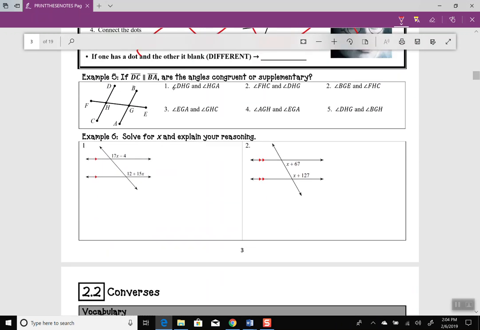All right. Looking at these two angles, we're told that these two lines are parallel. Are they going to be congruent or supplementary? So you want to remember that things that are supplementary are going to be your linear pairs or the consecutive interior. Otherwise, they're going to be congruent and equal to each other. So DHG, so here's DHG, so that's this angle, and HGA. These are alternate interior, so they're going to be congruent.